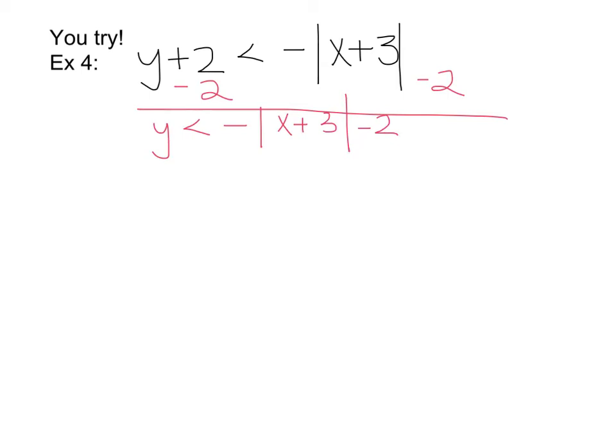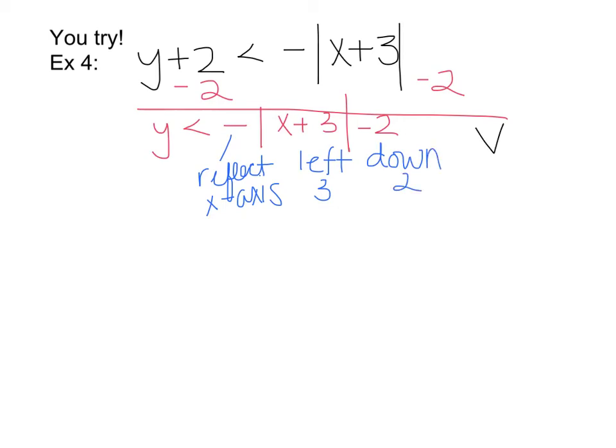Now let's identify all of our shifts that are taking place. So the negative is going to reflect it across your x-axis. The plus 3 is going to move my graph to the left 3. The minus 2 is going to move my graph down 2. So that puts our vertex, since it was moved to the left and down, at negative 3, negative 2. So let's go ahead and start by graphing that.